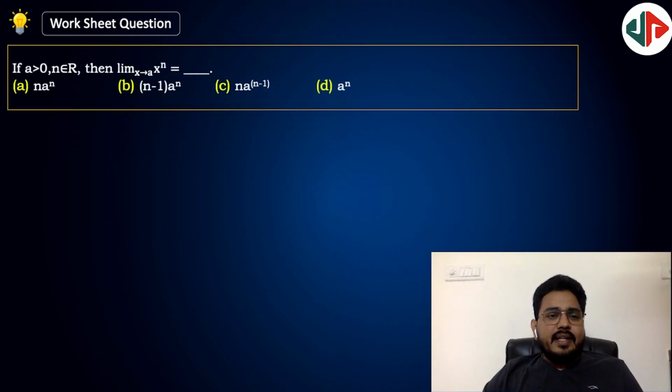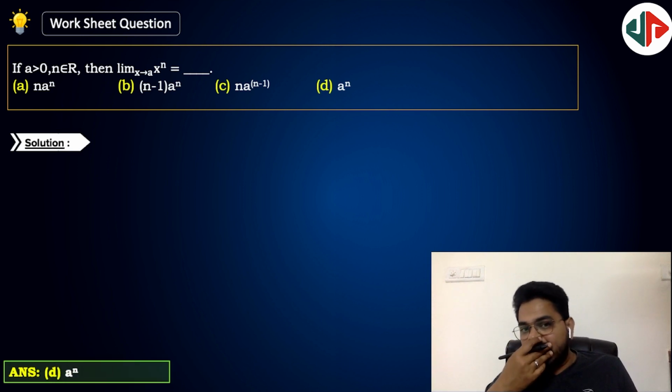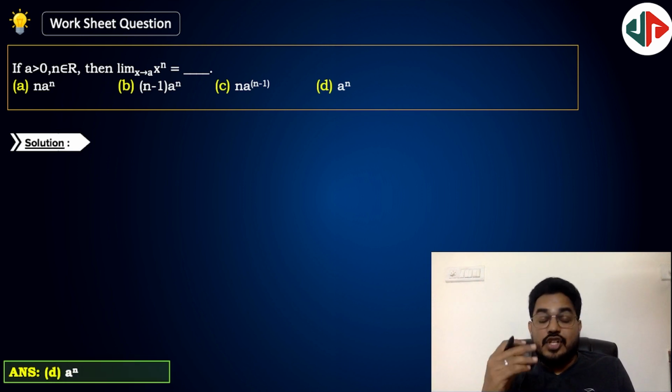A is greater than 0, n is any real number. Limit x tending to a, x power n is simply a to the power of n. There is no second thought about that because it is not going for any 0 form. So 0 by 0 form is not there. Straight away we will write a power n.